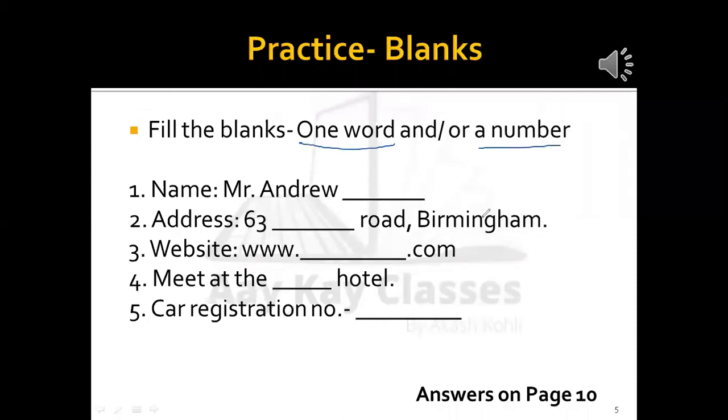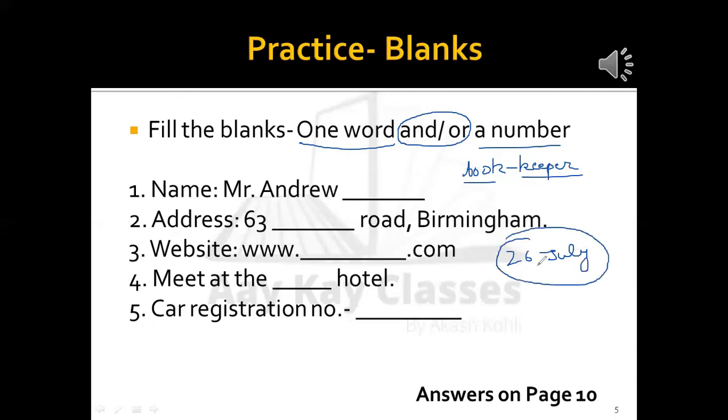So what are the right answers? For example, if you write bookkeeper, this is not one word. Actually, these are two words. But if you write it with a hyphen, then this is one word only, right? And what about and or? It means you can write a number with a word. For example, 26 July is a correct answer, right? Because 26 is a number and July is a word.